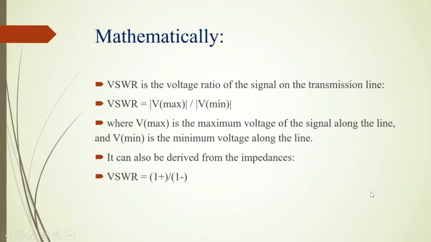So we have said it's a ratio, and it's given to us mathematically as Vmax over Vmin, where Vmax is the maximum voltage of the signal along the line, and Vmin is the minimum voltage of the signal along the line. And this can be derived from impedances. Let's say voltage standing wave ratio is equal to 1 plus over 1 minus, where the 1 plus stands for the maximum, and the 1 minus goes for the lowest.